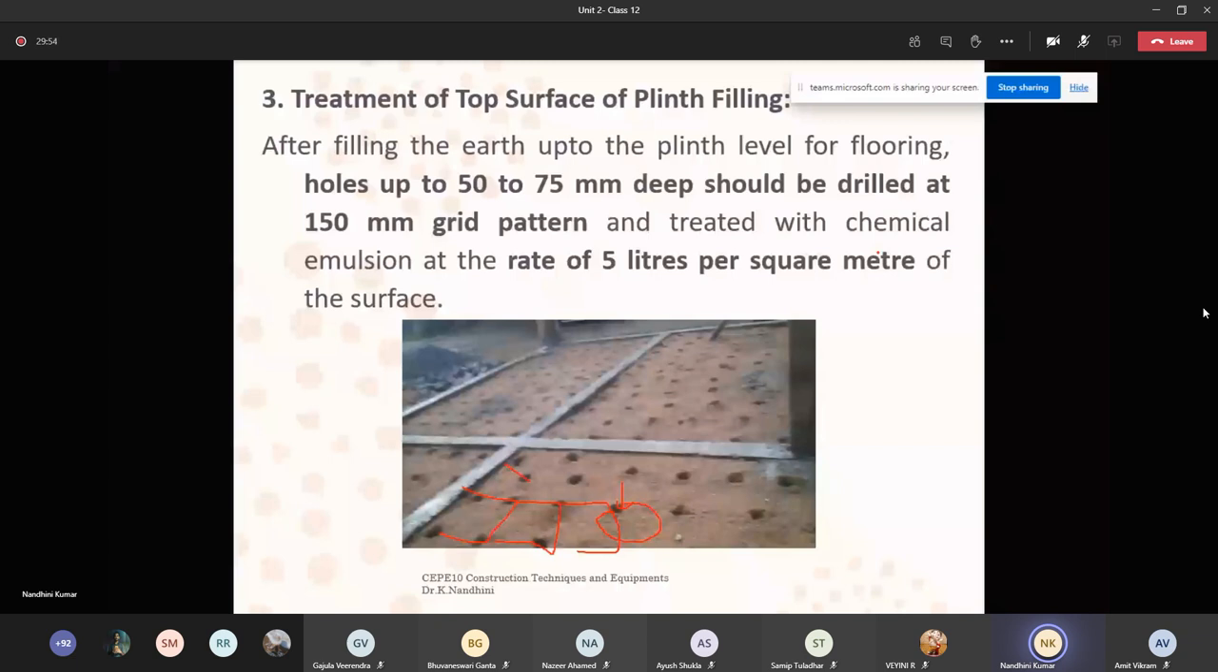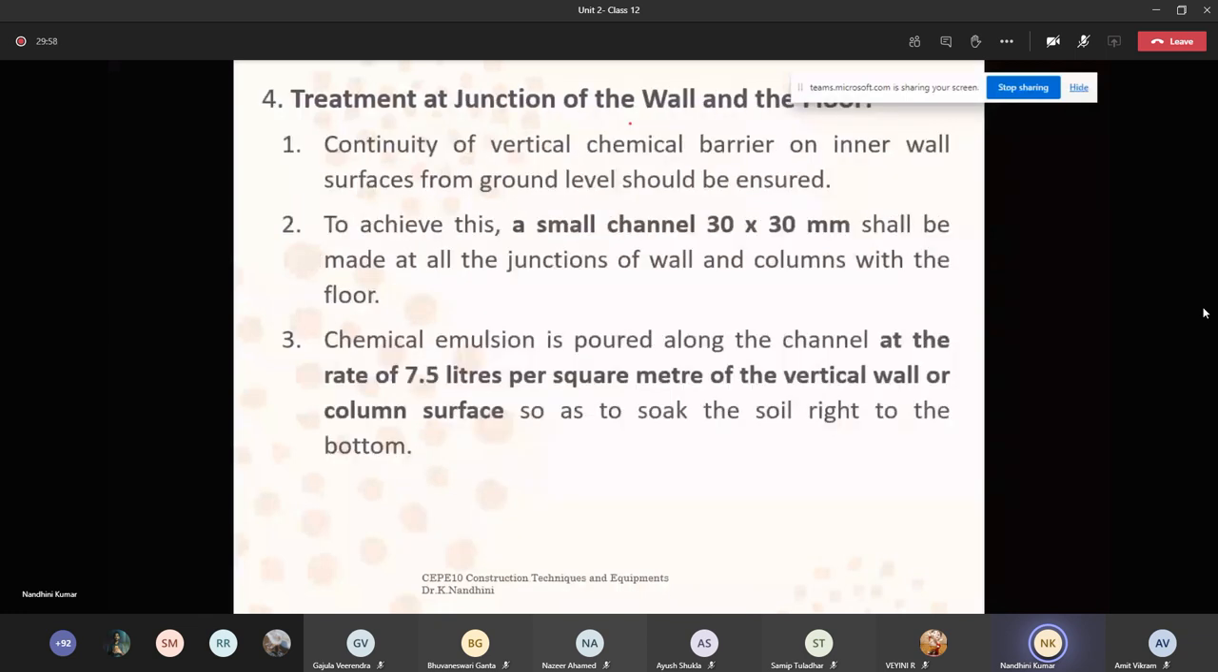Treatment of the junction at the wall and the floor. Continuity of the vertical chemical barrier on the inner wall surface from the ground level should always be ensured, because termites generally come from the inner wall. You have your plinth level here. You have compacted it with the soil. Then you have your floor here. Over that you have your wall or your door. Imagine this is your door.